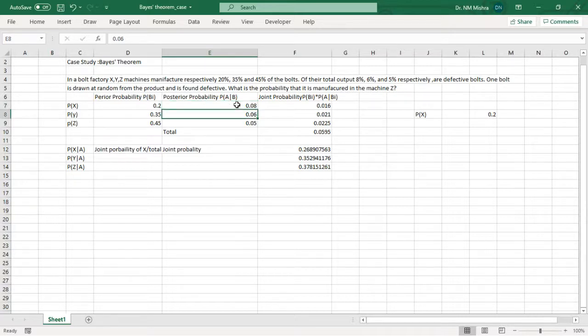Out of the 350 total bolts manufactured, 6% of 350 are defective, and out of the 450 you are manufacturing, 5% are defective. So I converted it into probability. 8% is 0.08. Am I right? I divided by 100, and 6% is 0.06. If you divide by 100, you will get the probability. So this is called posterior probability.